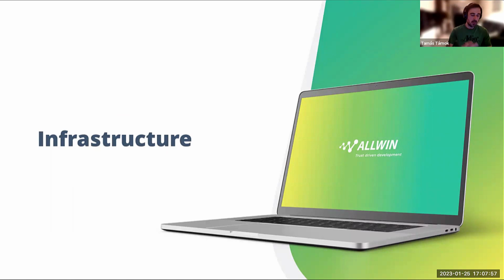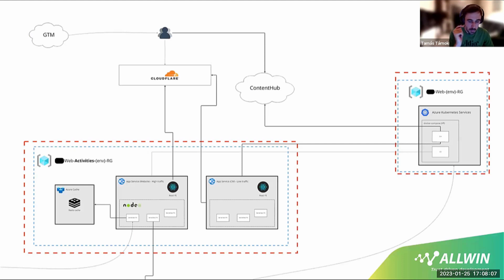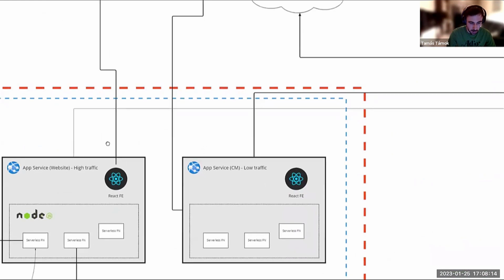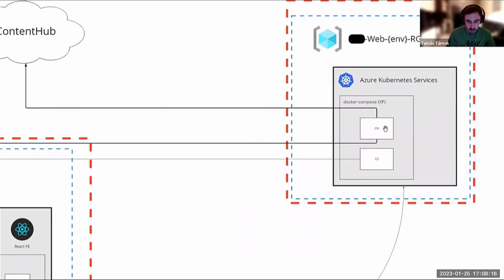So basically that was the end of the project, and then we went live. And I want to show you a bit about our infrastructure, because I think it was also interesting. Here we have the Sitecore environment with the content management server and content delivery. It was running on Azure Kubernetes Service.